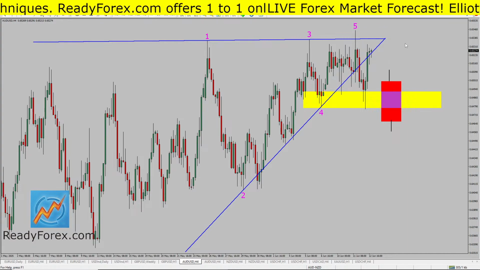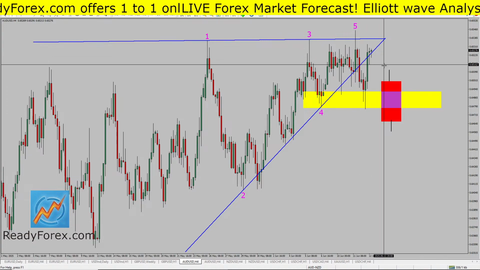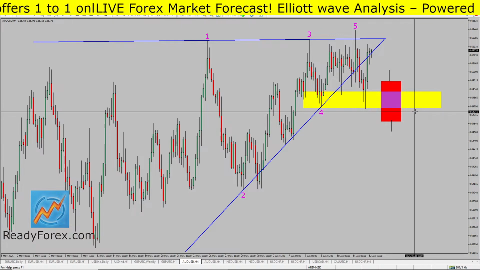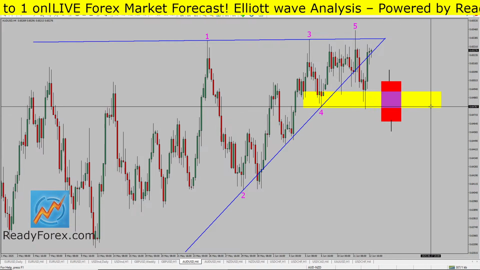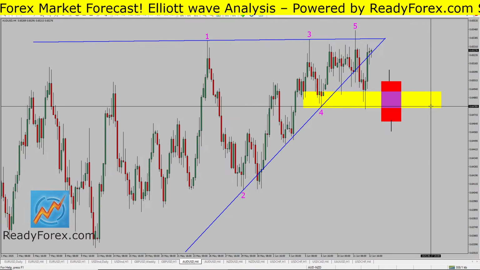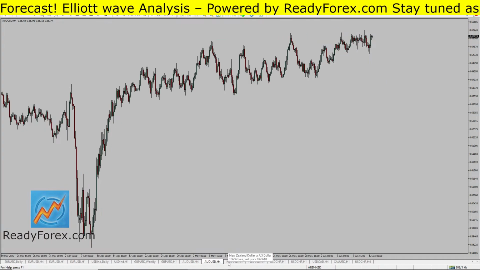Now, if the market really wants to drop, then we should get a bearish candlestick close below the 0.6478 level.